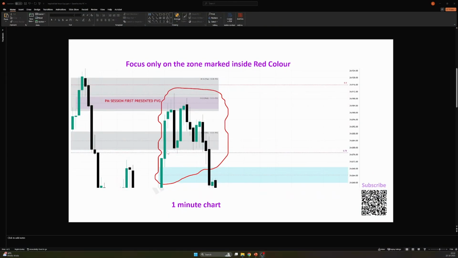You can see when price came back into this zone, into this first presented fair value gap, the bodies of the candles never closed above 50% of this first presented fair value gap. So this is the first indication, guys. The next thing is you can see a rejection from here. The price rejected from this first presented fair value gap and came back into this quadrant level on the daily chart and went back up again. The bodies of the candles again failed to close above 50% of this.